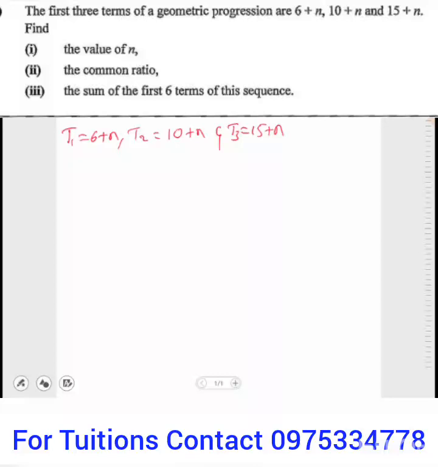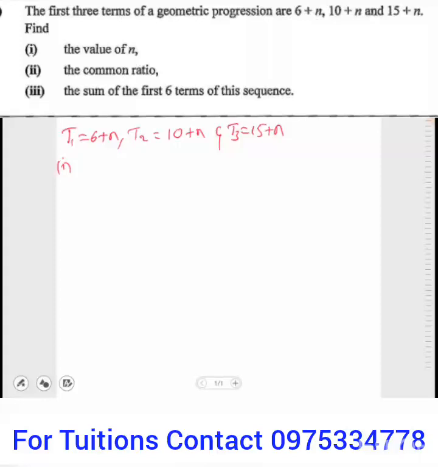Okay, so now they're asking you to find the value of n. That is the first question. So how do you find the value of n? To find the value of n, you need to know the formula for the what?